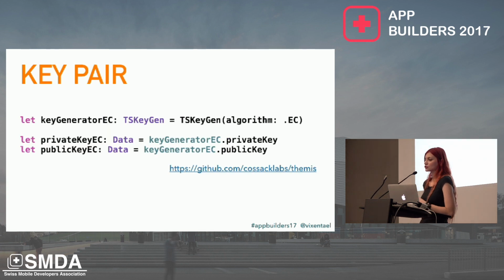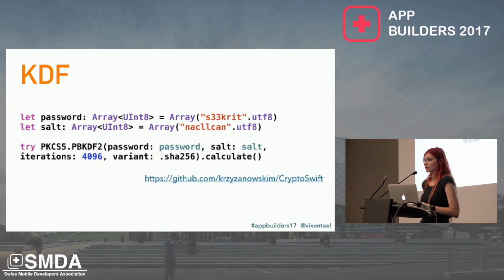Let's take a look at how to generate a key pair using elliptic curve cryptography. It's a really easy example, only several lines of code. It's from the Themis library I contribute to. You can generate different kinds of keys. There are a lot of libraries for that. You just need to understand what kind of keys you need. And probably you don't need to generate such complicated things.